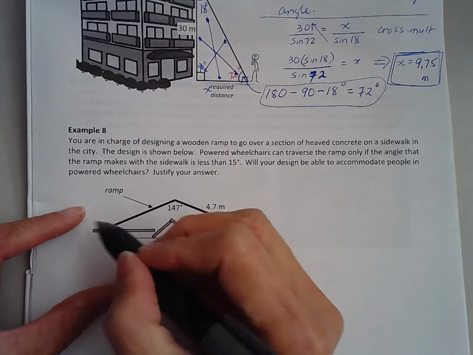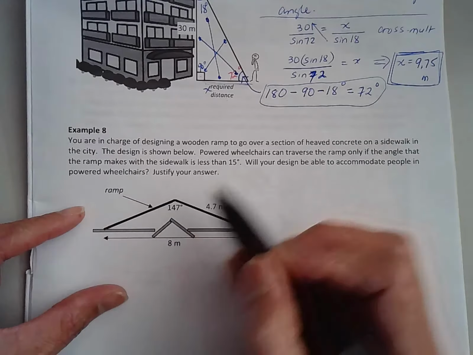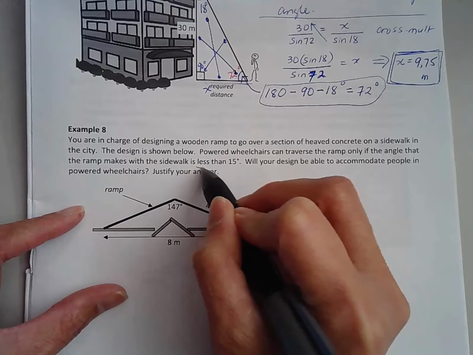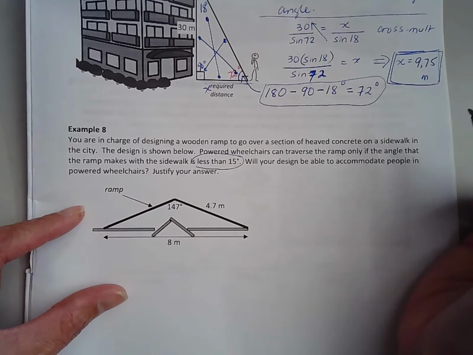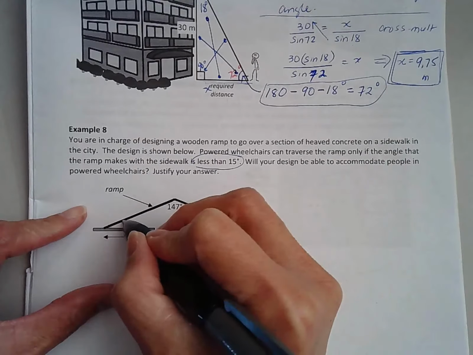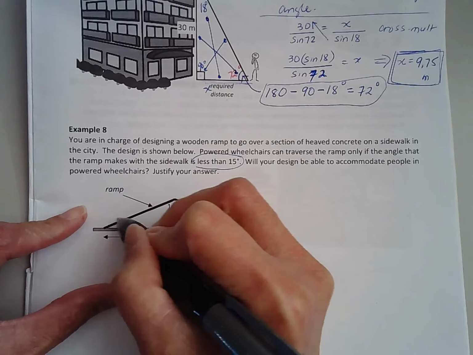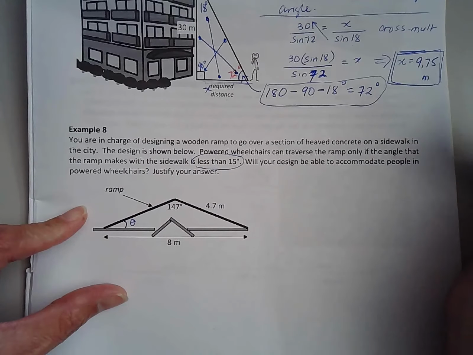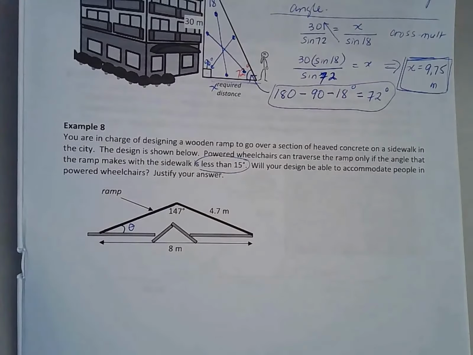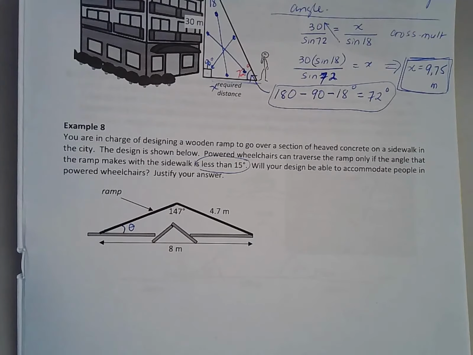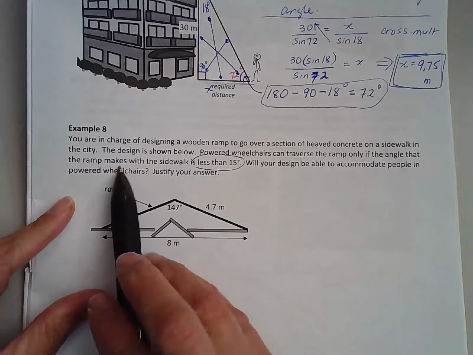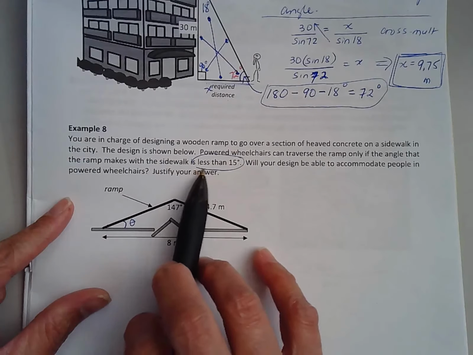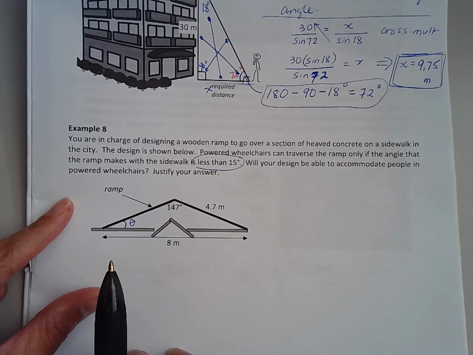So this is the ramp that we're trying to figure out. It has to be less than 15 degrees. So this angle here, theta, has to be less than 15 degrees. If it's more than 15 degrees, it's hard to go up the incline. So that's what they're saying here. The ramp has to be less than 15 degrees. So how can we figure that out?